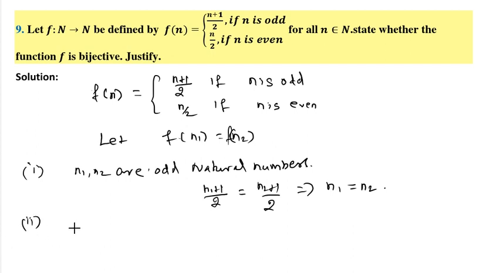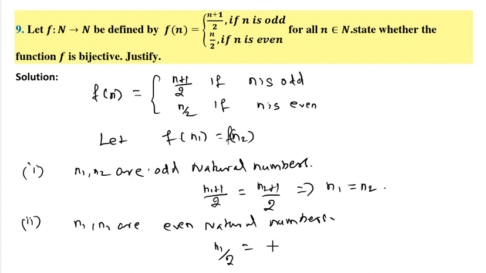And case 2: n1, n2 are even positive integers, or even natural numbers. If n1, n2 are even natural numbers, what is f of n1? n1 by 2. f of n2 is n2 by 2. This implies n1 equal to n2.